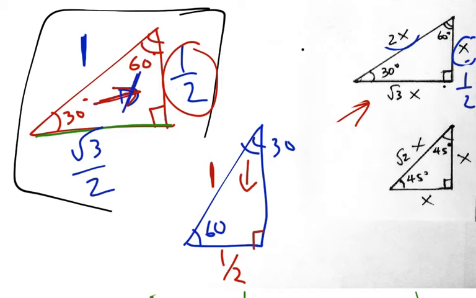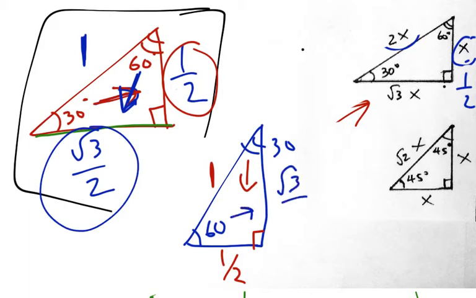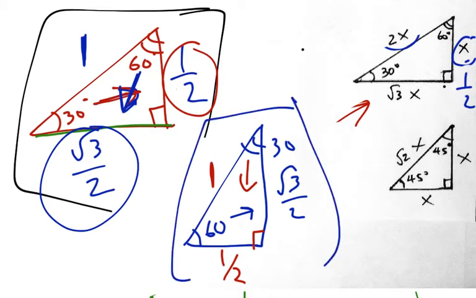Opposite to the 60 is square root 3 over 2. Alright? So now I just need my triangle like this. Let me bring those two. So now my x is going to be 1/2 and the y is going to be square root 3 over 2.